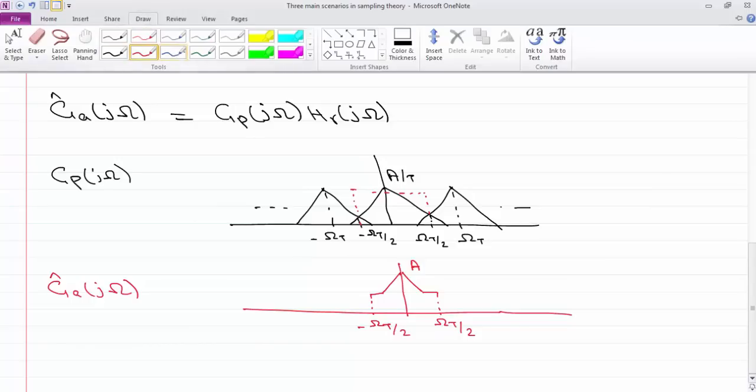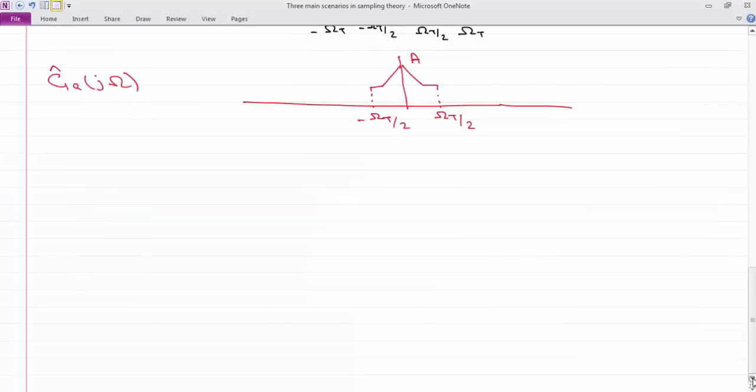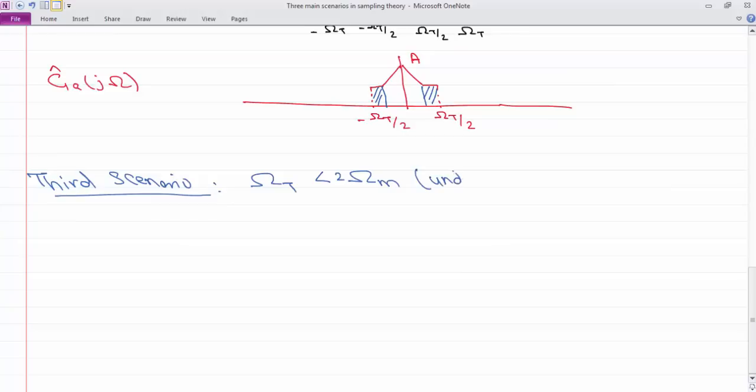Now the third scenario, which is the case that really happens in practice, because in this scenario these frequencies have been corrupted due to aliasing. You got higher frequencies folding onto lower frequencies, and your new frequencies have corrupted even your old lower frequencies. So the third scenario, which is really what happens in practice, is that omega t is still less than 2 omega m. So you are doing undersampling.